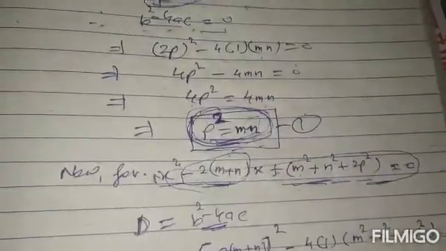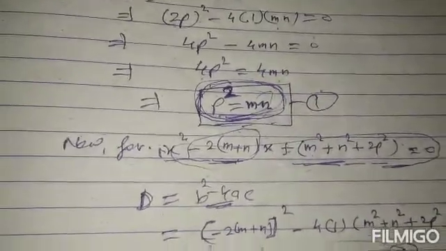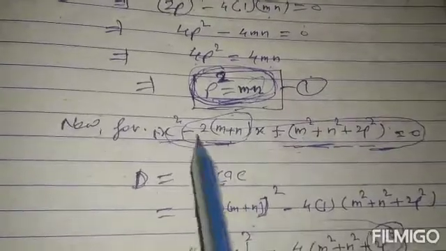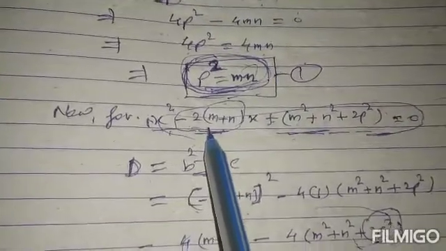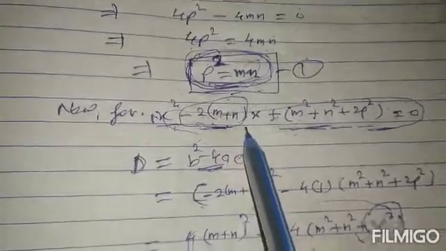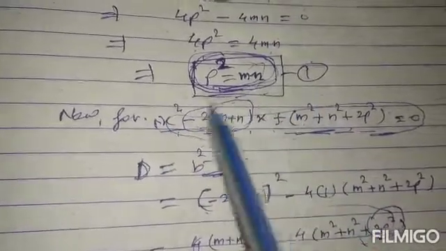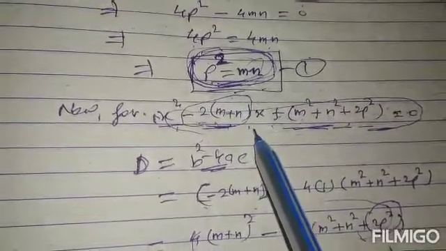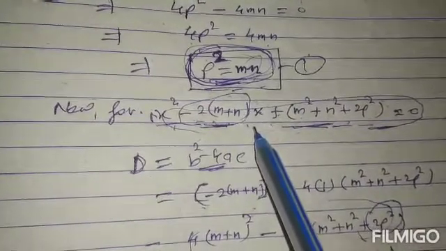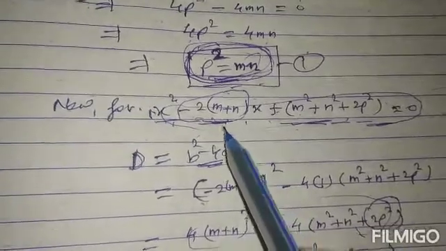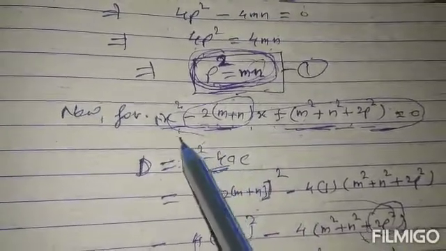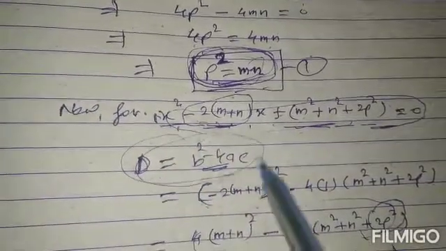Clear? Now we have to prove that, for another equation, x square minus 2 into m plus 1 into x plus m square plus n square plus 2p square equals 0, the roots of this equation are also real and equal. That means we have to prove that D equals 0 here. So for that we are going to find the value of D, that is given by b square minus 4ac.